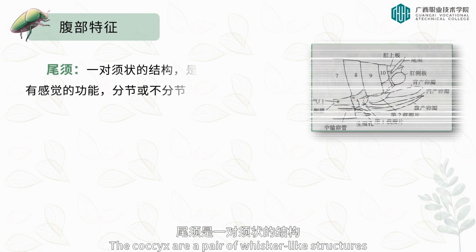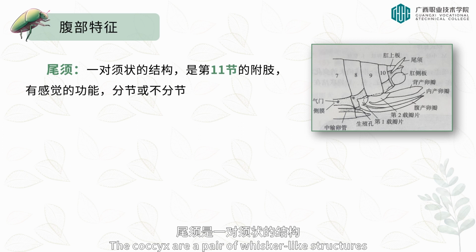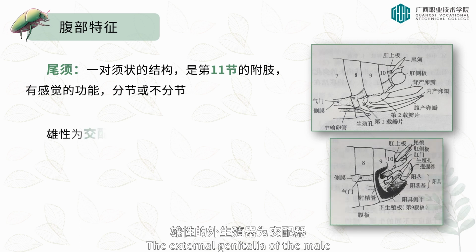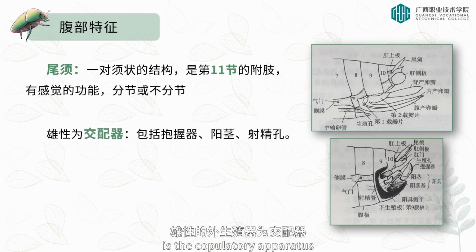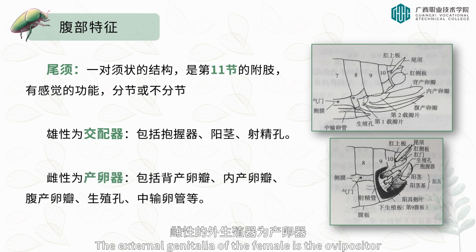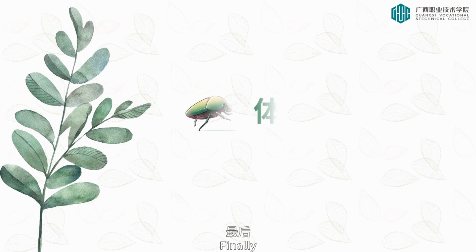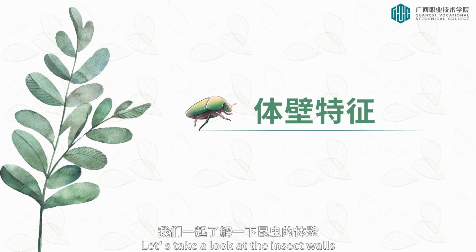The cerci are a pair of whisker-like structures. They are the appendages of the 11th segment and have a sensory function, segmented or non-segmented. The external genitalia of the male is the copulatory apparatus, including a holder, a penis, and the ejaculatory hole. The external genitalia of the female is the ovipositor, comprising a dorsal valve, an inner valve, and a ventral valve. Finally, let's take a look at the insect body wall.